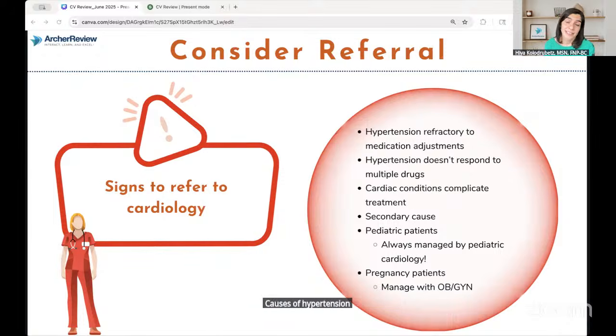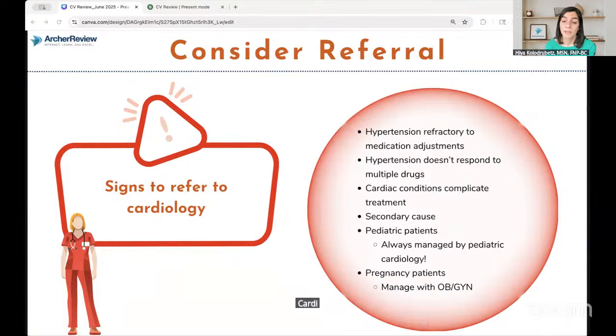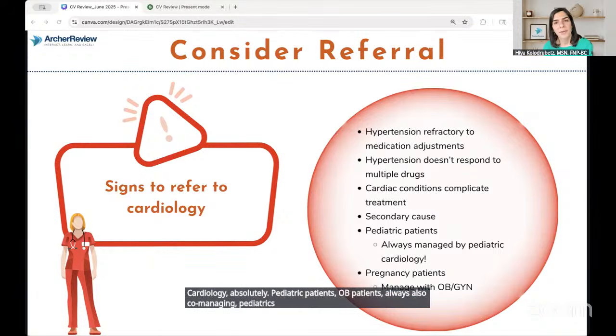Also, if that patient has any family history or any history of cardiac conditions themselves, I want to be co-managing that patient with cardiology. Absolutely. Pediatric patients, OB patients, always also co-managing. Pediatrics always goes to pediatric cardiology, and OB will also be managed by cardiology as well as an OBGYN.